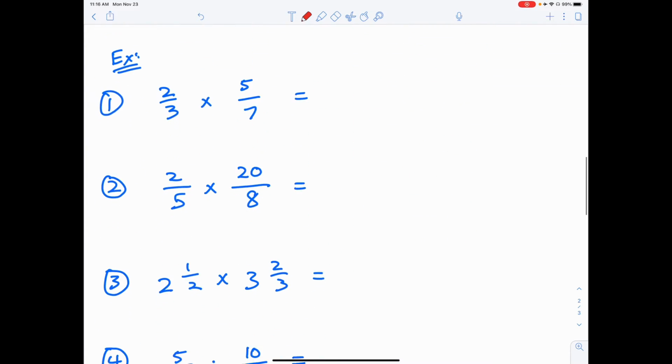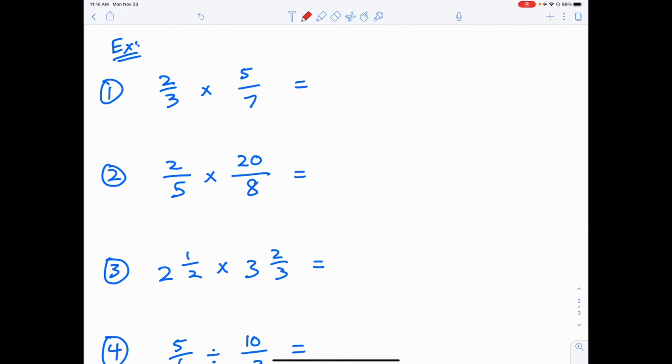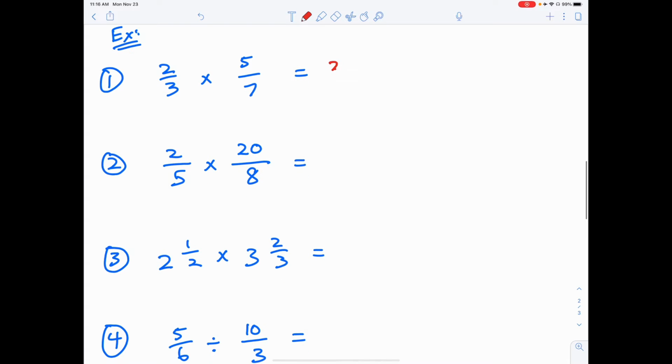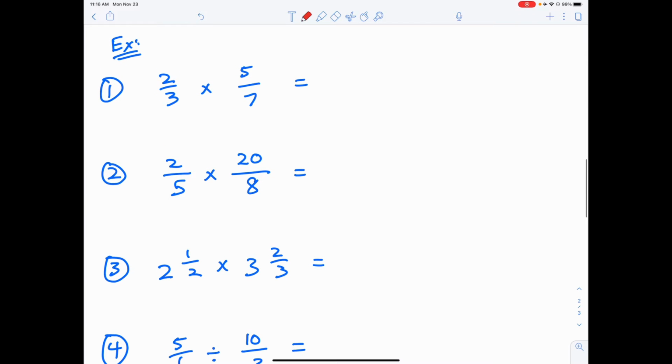We're going to go through these examples one by one just to make sure you understand all what we talked about today. So first of all, both of these are proper fractions, right? Because the numerator is smaller than the denominator, so we call them proper fractions. In this scenario, there's nothing to change, so I just go numerator times numerator. So we just go 2 times 5. And then denominator times denominator, 3 times 7. So that just gives us 10 over 21.